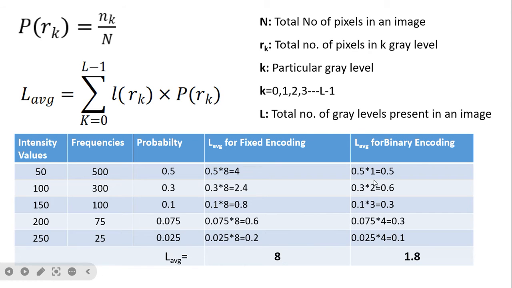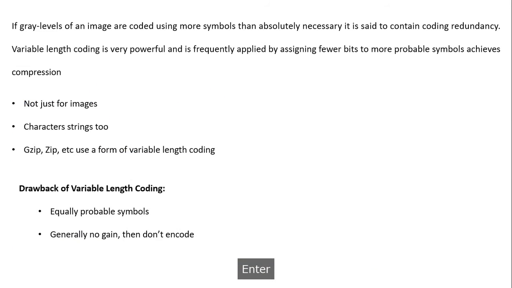But if we use variable length encoding, our answer is different. These are the probabilities, and for the first pixel we use only 1 bit, for the second 2 bits, for the third 3, and for the 4th and 5th we use 4 bits. When we do these calculations, we get 1.8. So on average 1.8, approximated to 2, that is only 2 bits are required to represent each pixel. So we are achieving compression by reducing the coding redundancy.